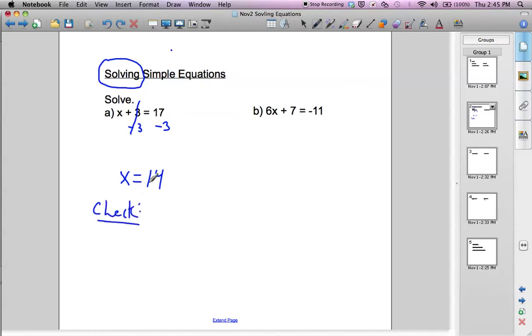We can check it by substituting x equals 14 into the original equation. So if we put in 14 plus 3, does that equal 17? Yes, it does. So we have the correct solution.